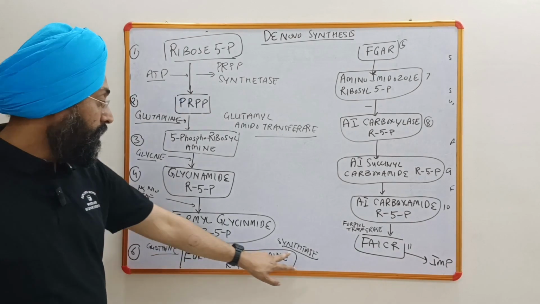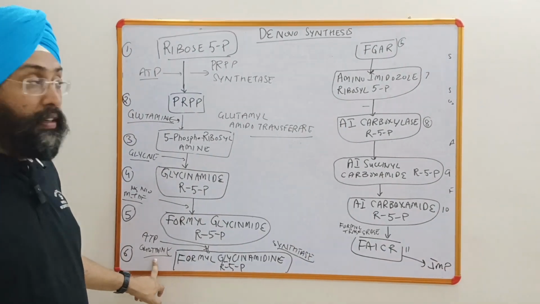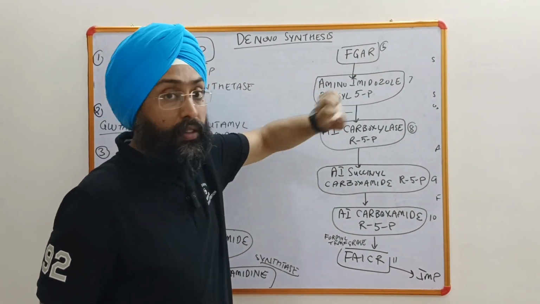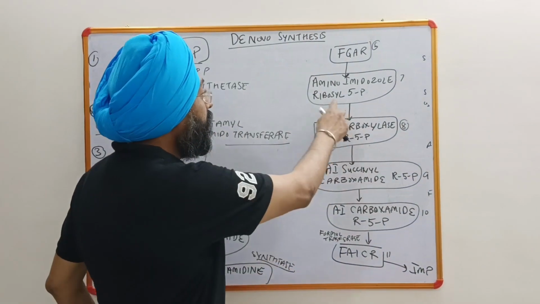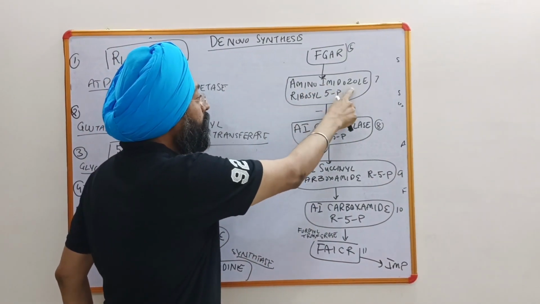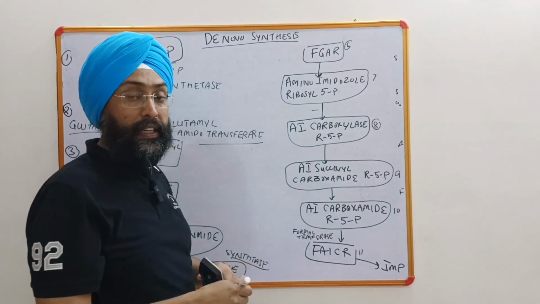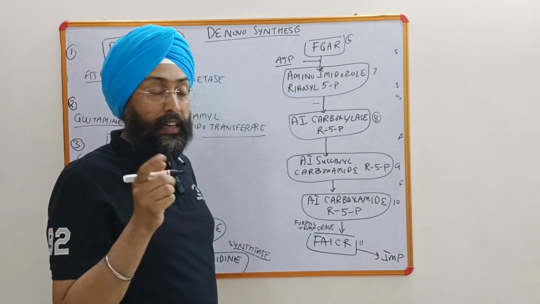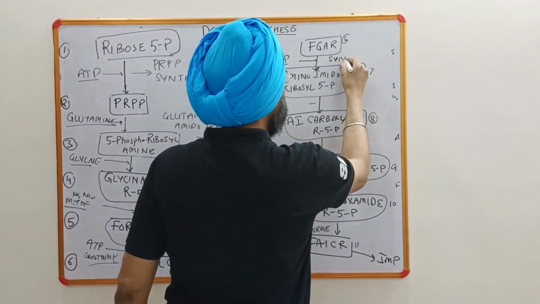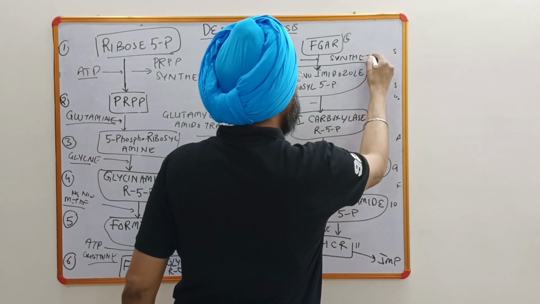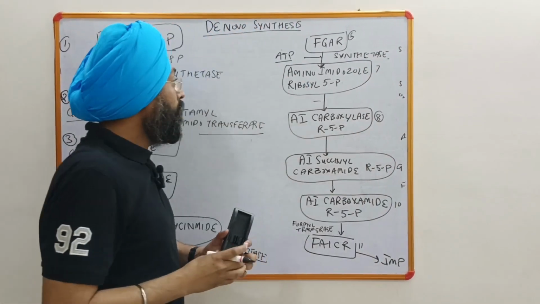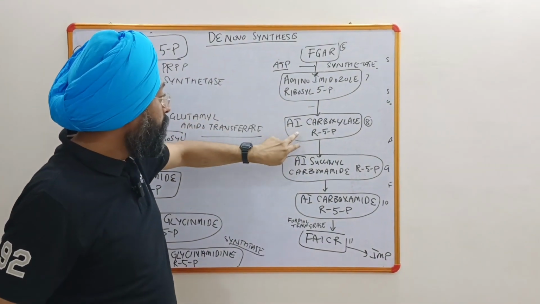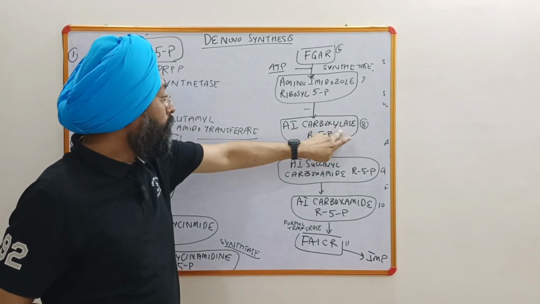Here ATP is required, so the enzyme is synthetase, and glutamine is also added, right? So I have written again here formyl glycinamidine ribosyl 5-phosphate, the sixth molecule, and here we get the seventh molecule, that is aminoimidazole ribosyl 5-phosphate, right? And this reaction requires ATP. So the reaction requiring ATP is always synthetase, right?